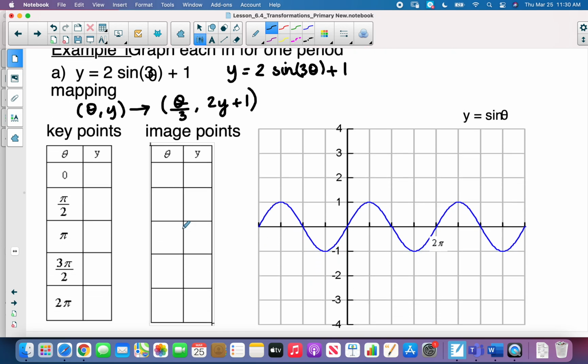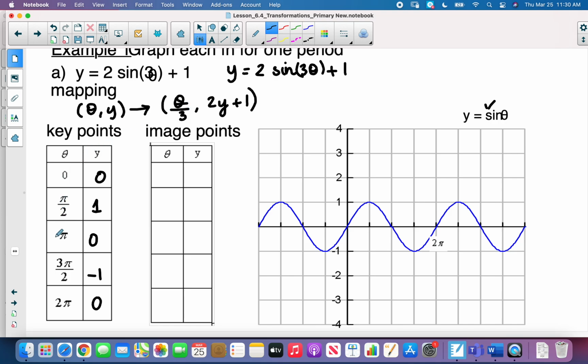And we're going to start off to graph this by first finding the key points that we have in the parent function. The parent function is y equals sine theta. So we know what the values are for sine theta. We know what sine 0, pi over 2, pi, 3 pi over 2, and 2 pi are, right? So 0, 90, 180, 270, and 360. We write those values 0, 1, 0, -1, and 0. And then we apply our transformation.